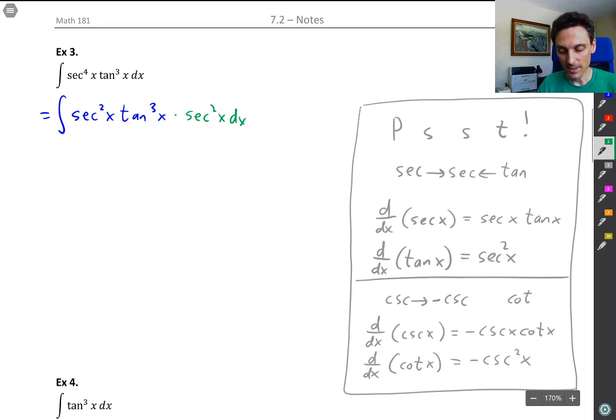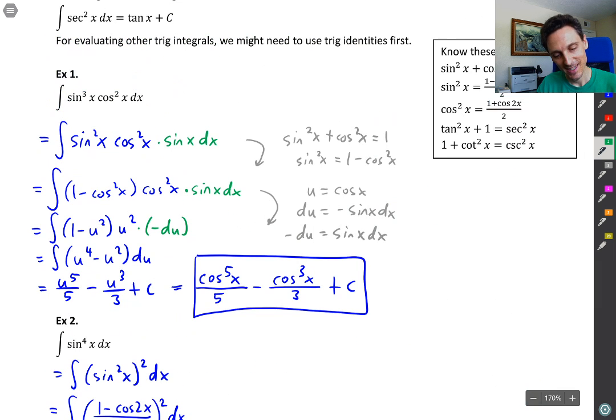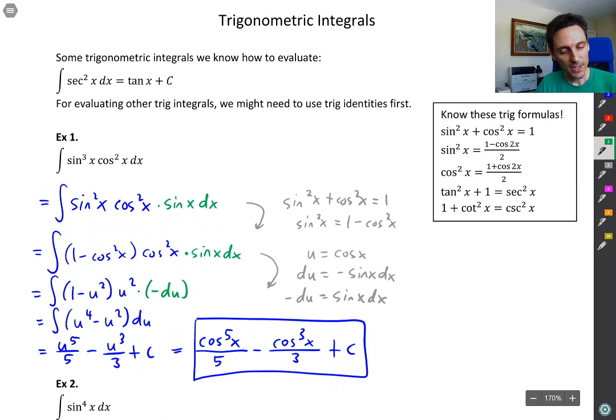And that's great because secant squared x has an even power of secant, and we can use that Pythagorean identity to help us out. Actually, let's take a moment to review that table of trig formulas. Remember the relationship between sine squared and cosine squared is sine squared plus cosine squared equals 1. Remember that you can take this same identity and convert it to get relationships between tangent and secant, and then cotangent and cosecant.